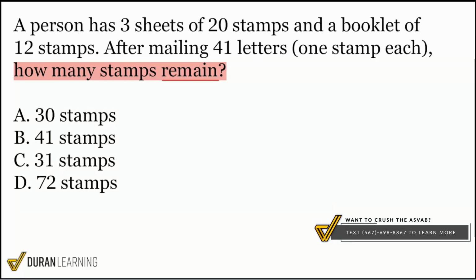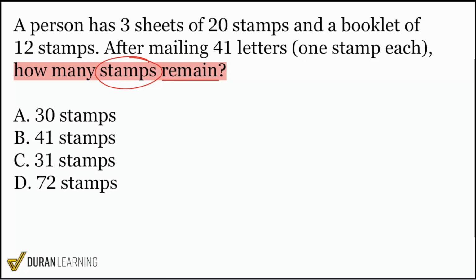So now that we're thinking about stamps and the amount that remain, or subtracting, or the gap, let's read through the context here, the story, and again, we're going to make the plan to connect the information we have and the information we want. That's what it's all about. So here we go. A person has 3 sheets of 20 stamps and a booklet of 12 stamps. Okay, a lot of numbers, but just take it one at a time here.